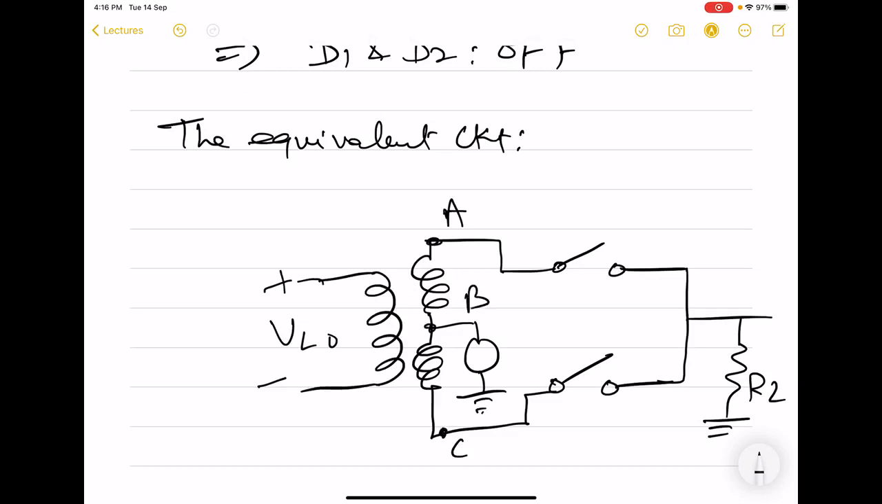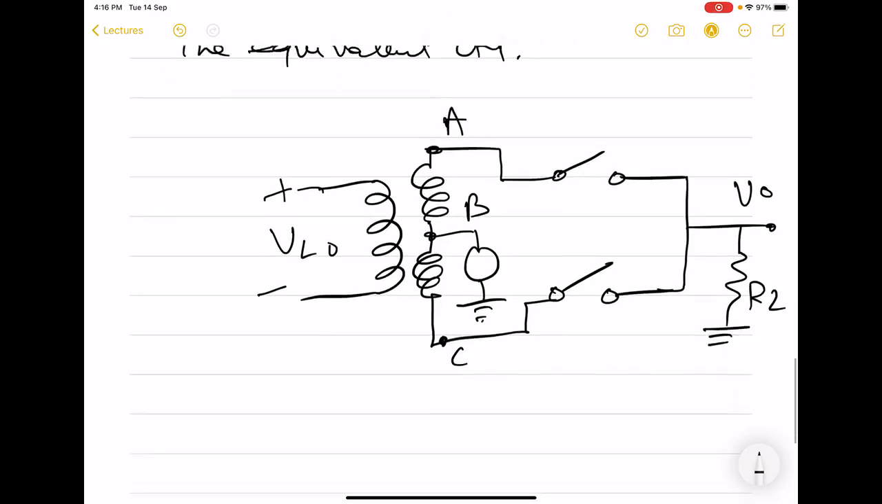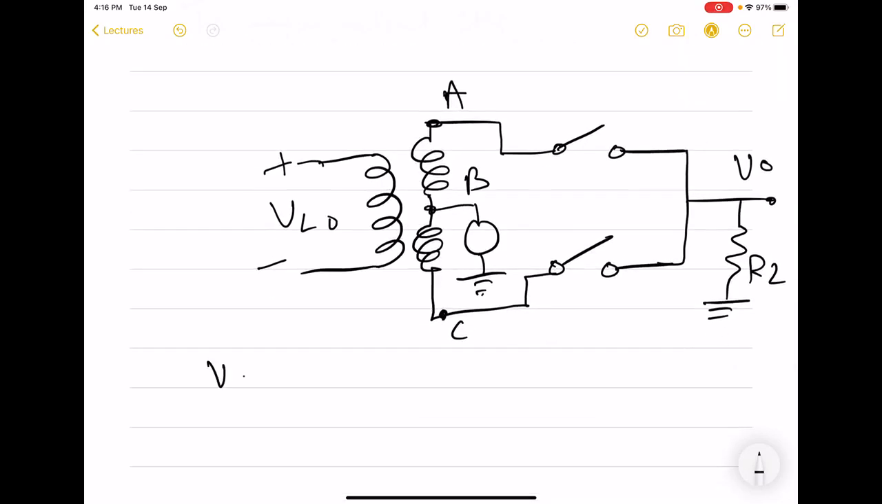So this is a scenario. So here we can see very clearly that V output is going to be equal to 0, or this can be written as 0 into VRF.